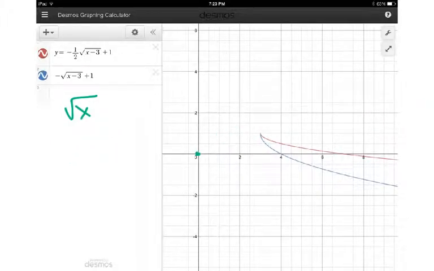What I'm mostly concerned with is, can you tell me the transformations on the parent function, particularly if you know what the parent function looks like? If you do, then you can draw a decent sketch of what the graph looks like, even if you don't have a graphing calculator on hand.